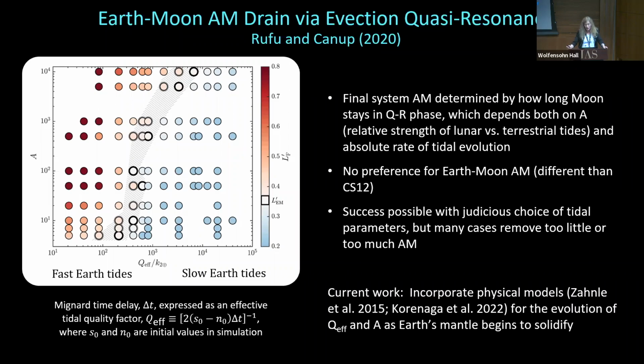So right now we're investigating by incorporating physical models for how these tidal parameters would change with time in the early system. We think that initially both Q of the Earth and capital A would be large. So we'd be over here. And then as the moon's mantle started to solidify, that Q of the Earth would decrease and we'd move like this across this plot. So it's possible to remove the needed angular momentum. Not clear that it's probable yet, but still promising.